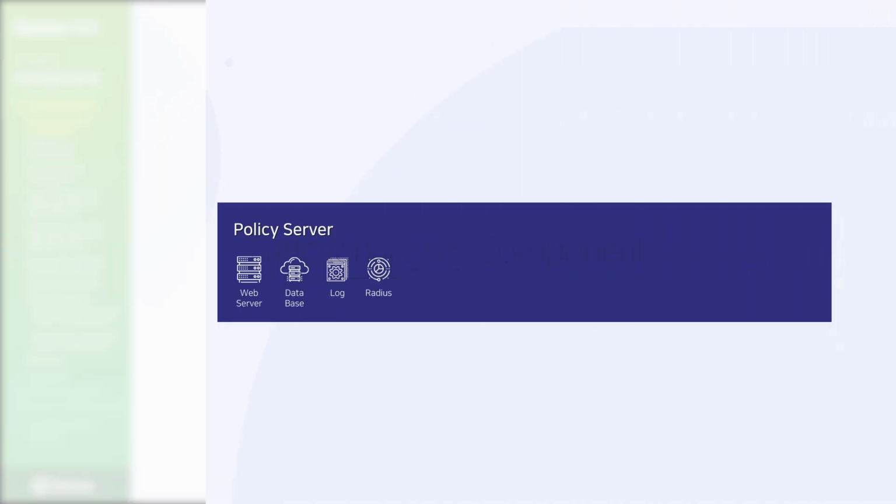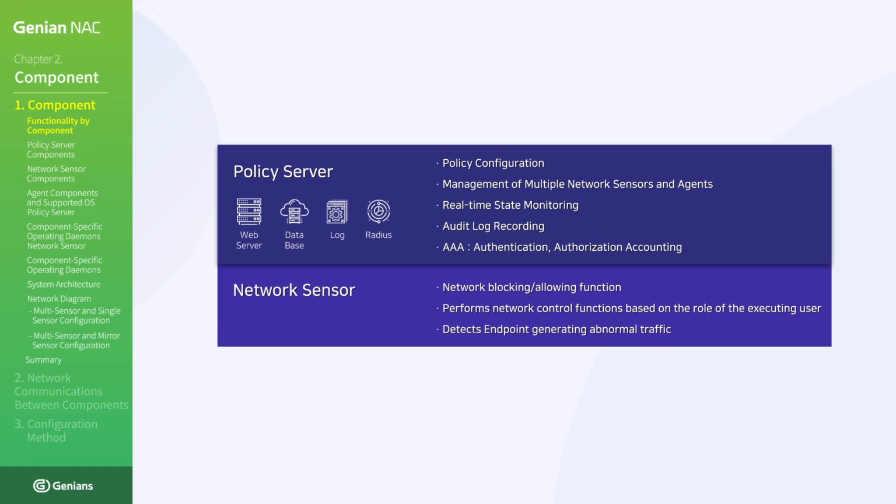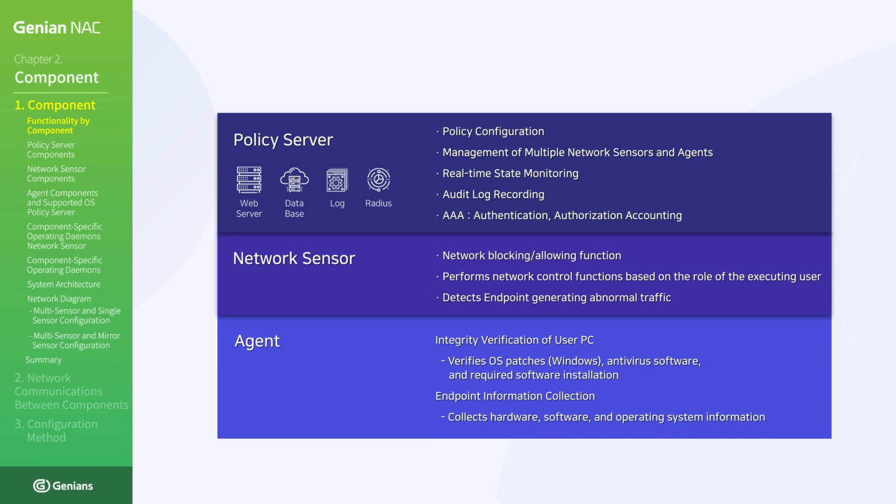Let me explain the detailed functions of each component. Policy server manages policies, network sensors, and agents. It also stores collected real-time information. Additionally, it provides a log management function to store and search system-wide audit logs and supports AAA, authentication, authorization, accounting, for external authentication. Network sensor performs role-based network control according to policies and detects abnormal traffic. Agent installed on user endpoints to collect information and verify endpoint integrity.